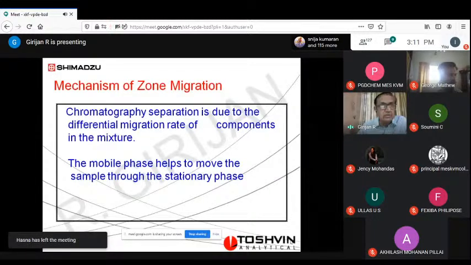That is what is known as coelution in chromatography. It means two different compounds are moving at the same speed. They will come out of the column at the same time.